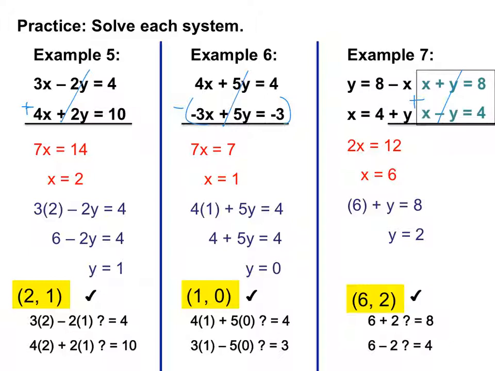So if you want that, you would end up with 2x equals 12, and x is 6, and then y would be 2. And the checks, again, show that that does work for each of those. So hopefully it's starting to make more sense. We're just looking to add the two equations to eliminate a variable so we can solve for one variable and then plug it in to solve for the other.